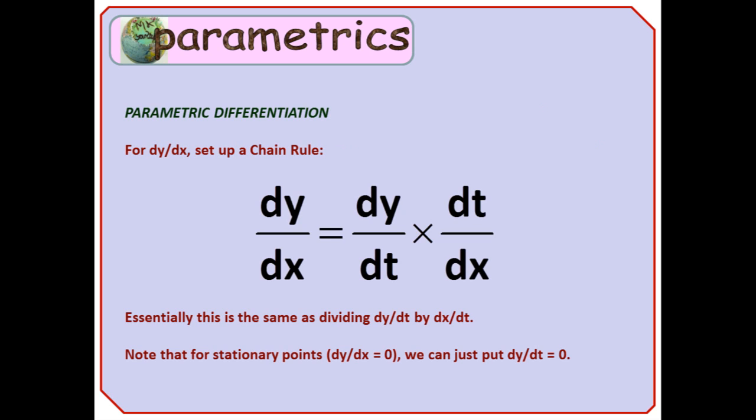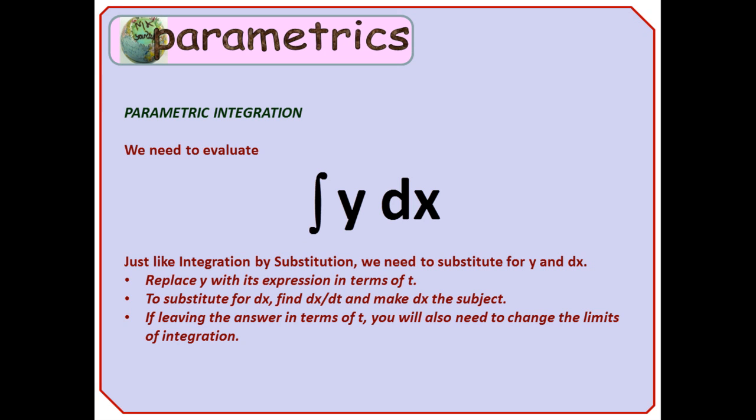We start with parametric differentiation. For dy by dx, we set up a chain rule. dy by dx equals dy by dt times dt by dx. Essentially, this is the same as dividing dy by dt by dx by dt. Please note that for stationary points, dy by dx equals 0, we can just put dy by dt equal to 0. Next up, we have parametric integration, for which we need to evaluate the integral of y dx.